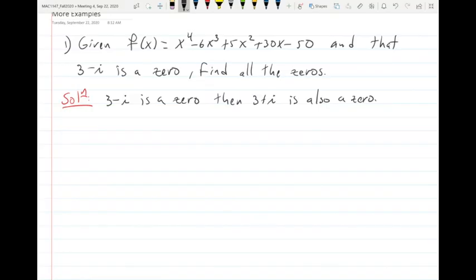Everybody okay with this? So that means that from here it follows that f of x is going to be equal to x minus 3 minus i, x minus 3 plus i. This is using my factor theorem, and then times some polynomial. Let's call it q of x. Are we good so far?